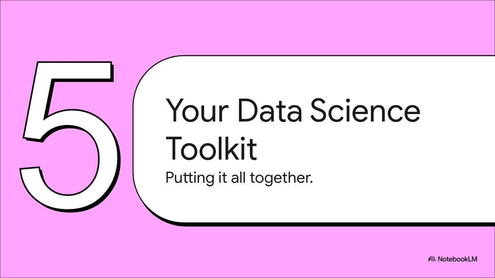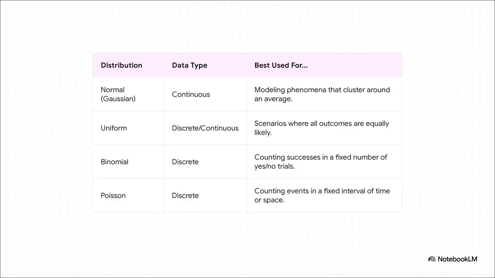So there you have it, 4 really powerful tools. For our final section, let's get them all organized into your personal data science toolkit. We're putting it all together so you know exactly what to use and when to use it. And here it is. This is your ultimate cheat sheet. Seriously, knowing which tool to grab is the most important skill here.